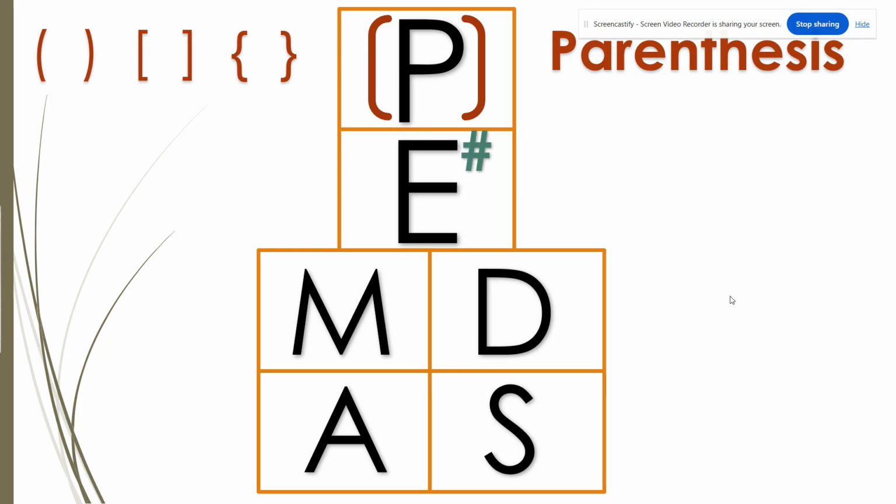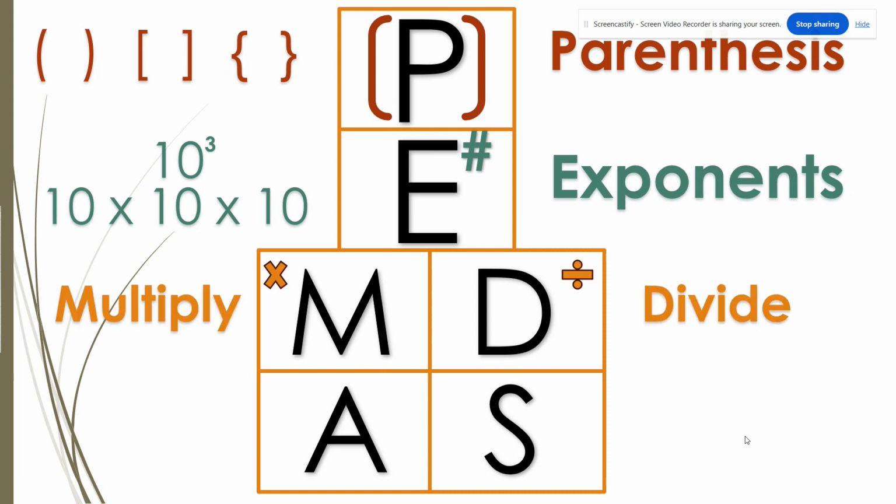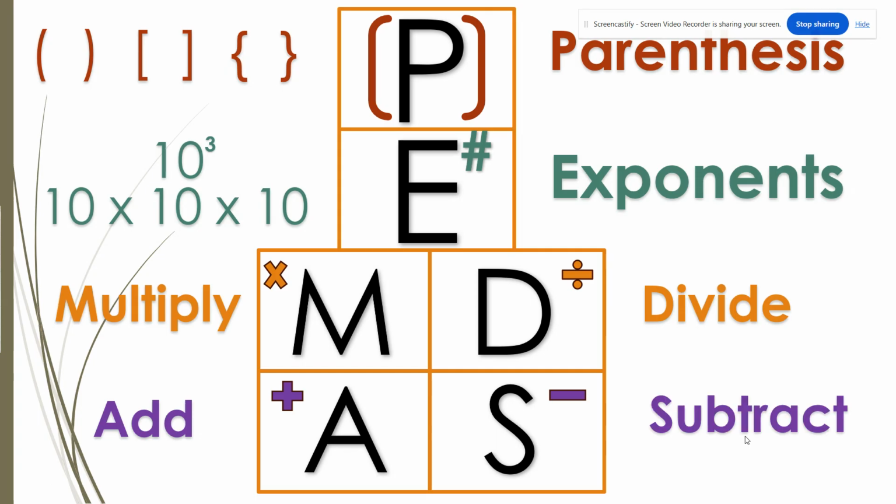Next is exponents. Exponents are like 10 to the third power. Let's say you multiply 10 by 10 by 10. That would be an exponent, which is repeated multiplication. So if there are exponents, you're going to do those after you do whatever is in parentheses. Next, you have multiplication or division. With this, you're going to do whichever comes first. Next, if there's addition or subtraction, you're going to do whichever of those comes first, going from left to right.